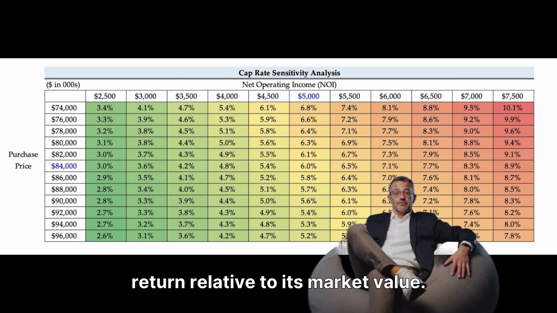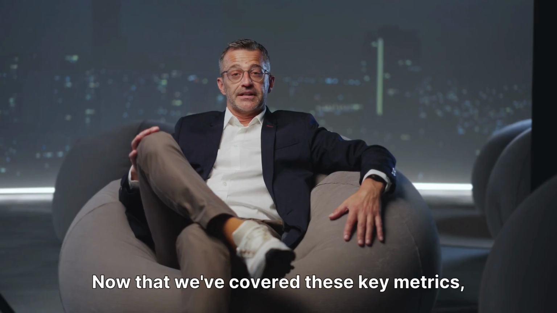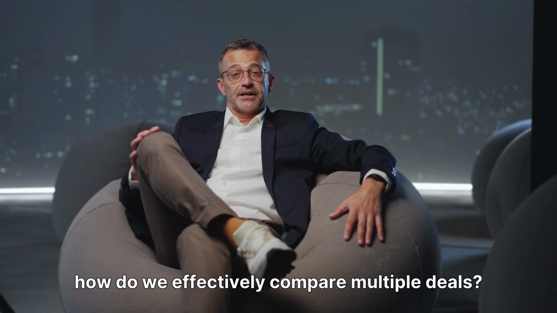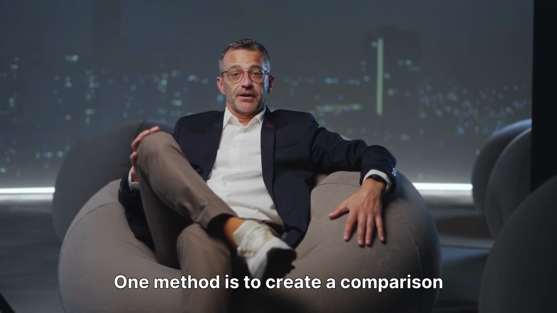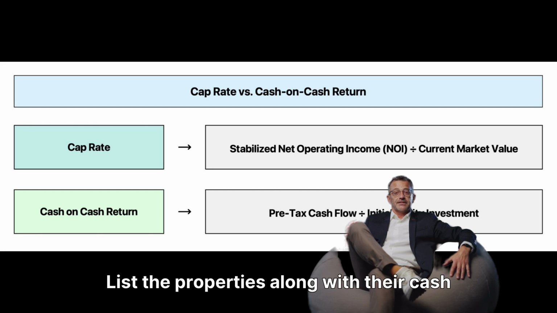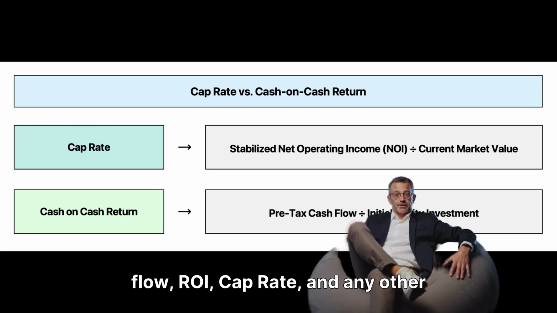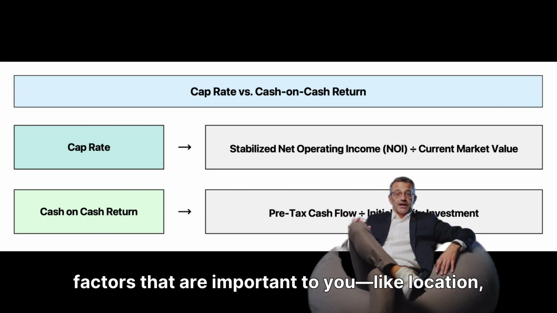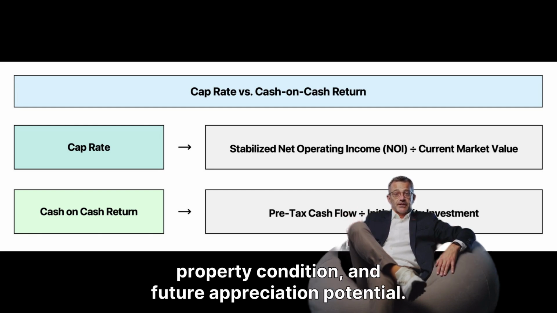Now that we've covered these key metrics, how do we effectively compare multiple deals? One method is to create a comparison chart. List the properties along with their cash flow, ROI, cap rate, and any other factors that are important to you, like location, property condition, and future appreciation potential.